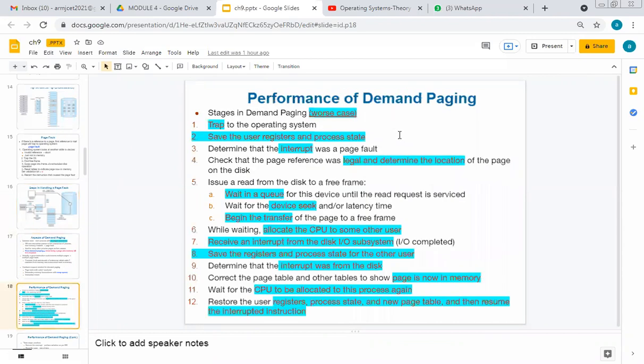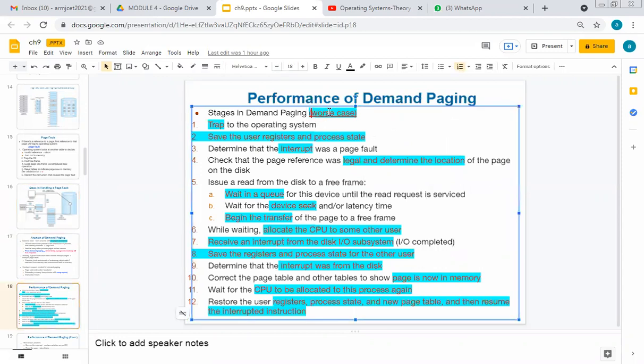Now let me explain the worst condition of this paging. The first step is to trap the operating system, that means inform it that the page is not available. The second thing is that whatever work we are doing, those values should be stored in the registers. Third, mention this page unavailability as an interrupt.